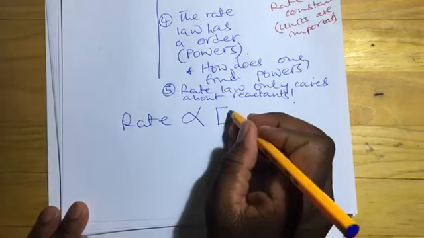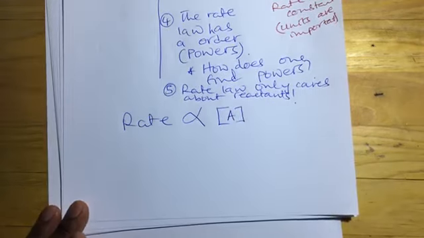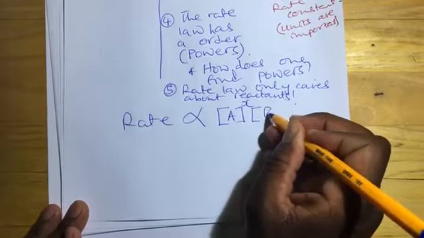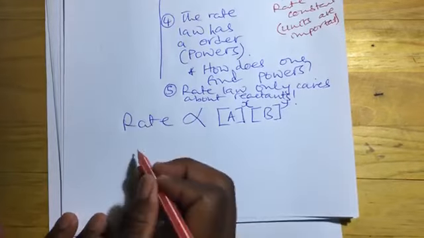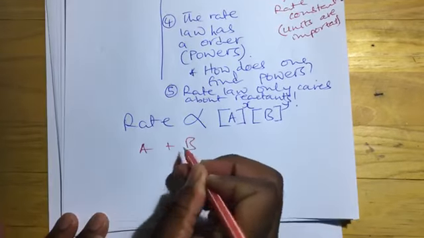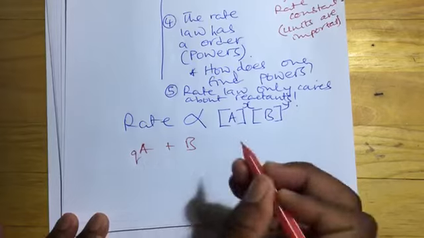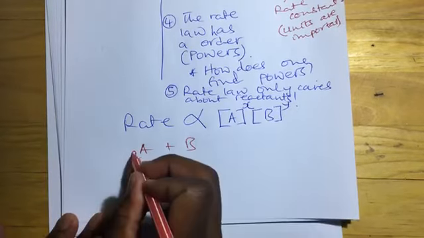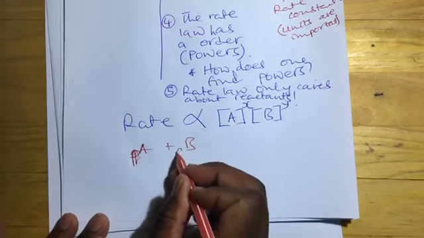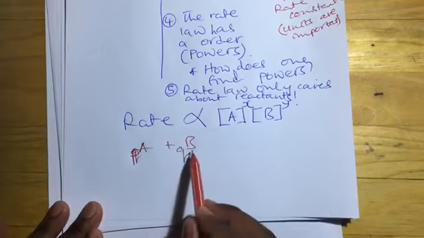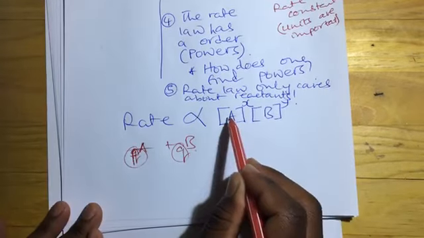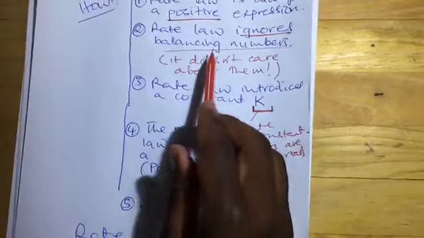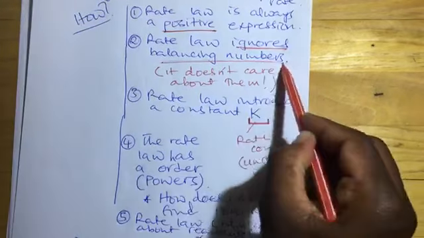So rate law is going to be concentration of A, which was a reactant, to the power X, multiplied by concentration of B to the power Y. Now, I want you to notice that the original reaction was pA plus qB, where the balancing number for A was P and the balancing number for B was Q. Notice that P and Q have no place in this expression. Once again, the rate law is not really interested in balancing numbers.